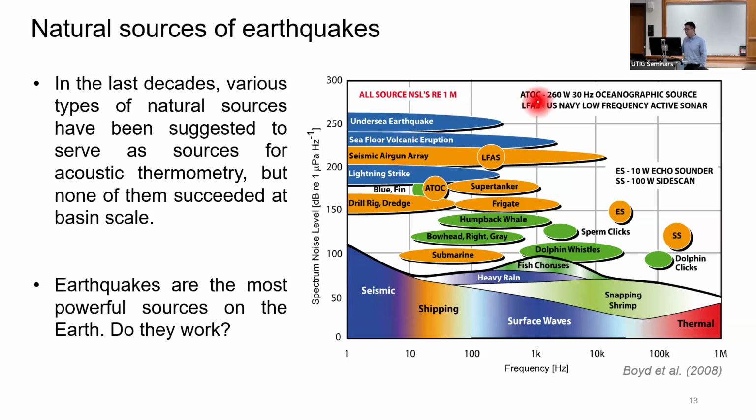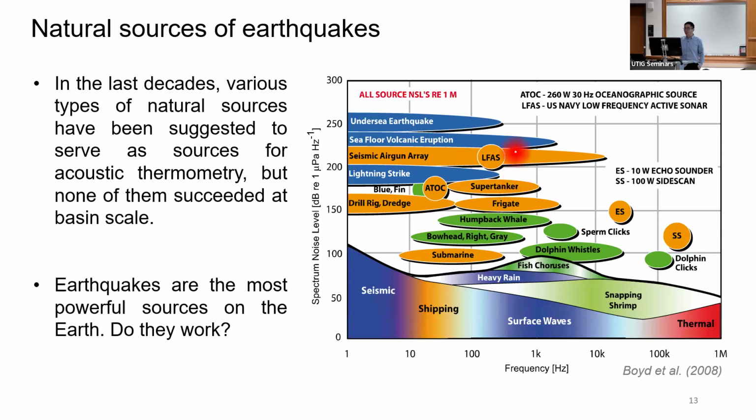This figure shows all kinds of acoustic sources in the ocean, and the green color is from marine animals. In the past decades, the community tried different kinds of acoustic sources to do ocean thermometry, but none of them was successful at a basin scale. One reason is that these sources are just too weak to propagate over basin scale, thousands of kilometers, even with the waveguide effects.